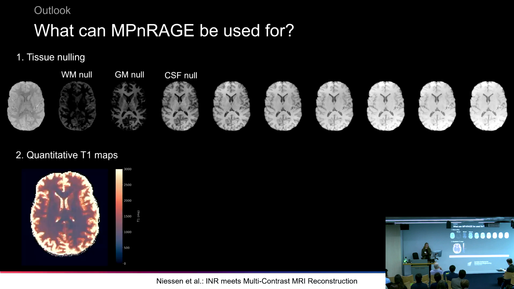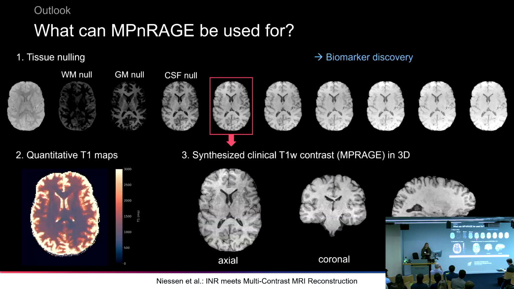Additionally, as I mentioned before, we can get quantitative T1 maps that we can fit from these multi-contrast images. And tissue nulling as well as quantitative T1 maps can then be used for biomarker discovery, for example, in the context of Alzheimer's, which the project that I'm part of is focusing on.